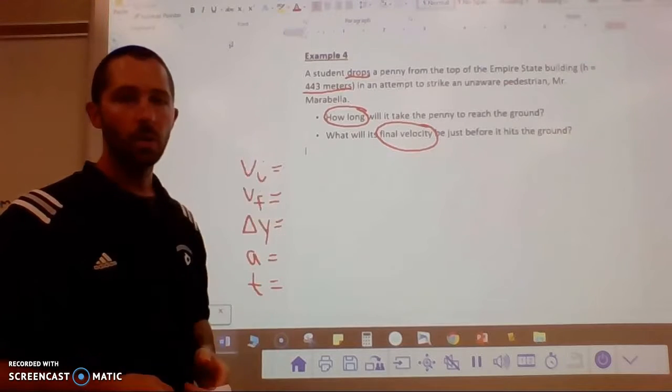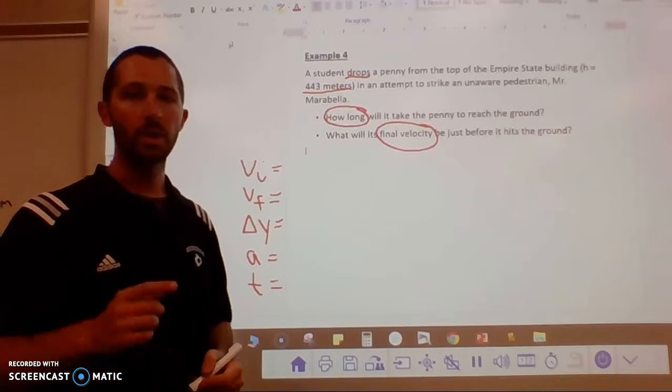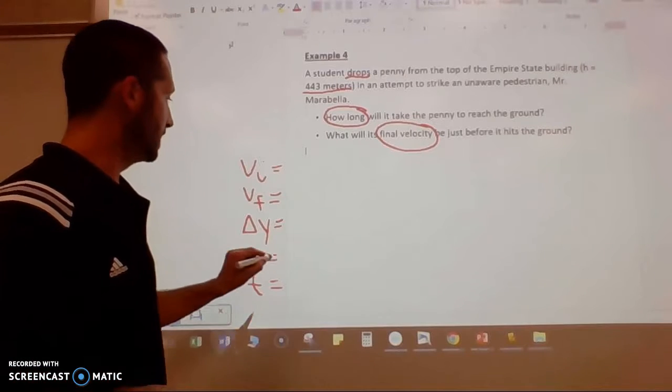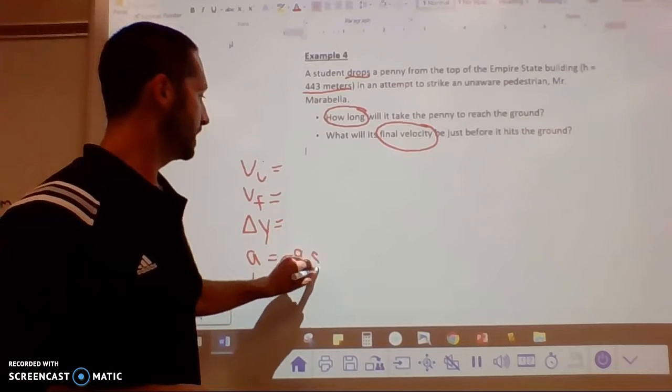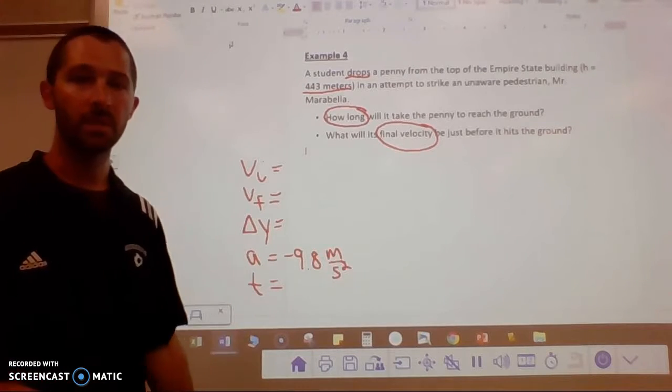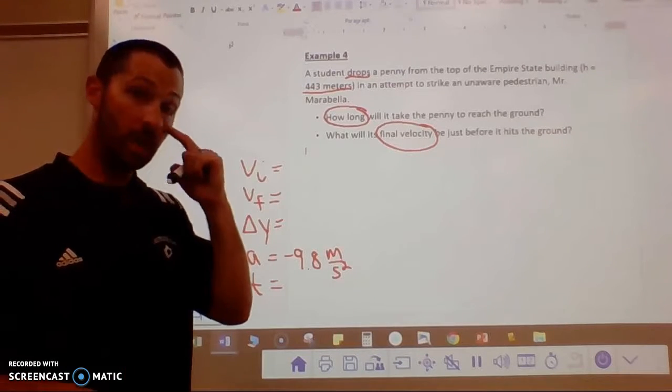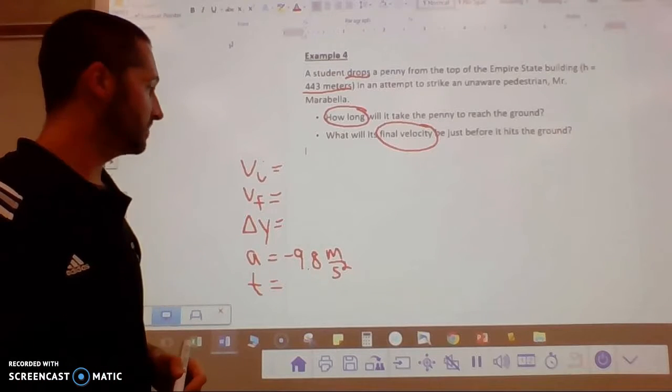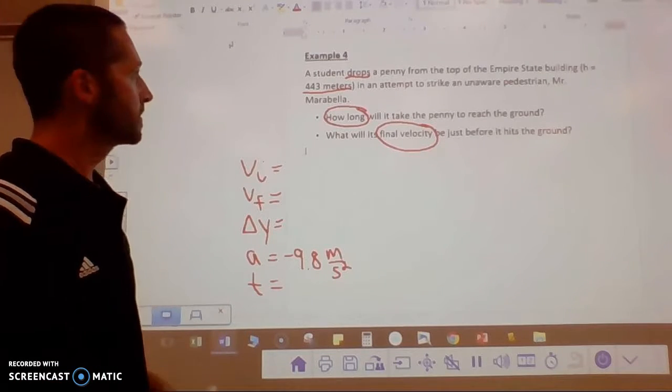Now what's a little bit different about these word problems compared to the ones we had before is by knowing it's a free fall motion problem, we know that the acceleration is going to be negative 9.8 meters per second squared. Okay, that's our field acceleration on Earth's surface, and it's going to be a fixed value that we use throughout the course.